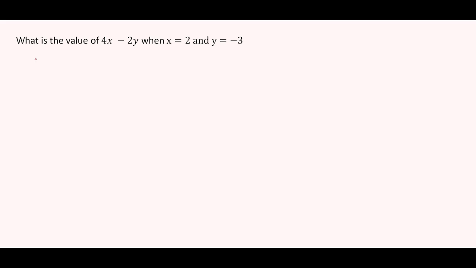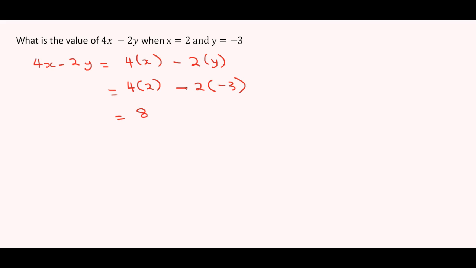So now we have 4x minus 2y. Now we're going to rewrite this as 4 multiplied by x minus 2 multiplied by y. So x equals 2, so we're going to replace x with 2, minus 2, y equals negative 3. So 4 multiplied by 2 is 8. Minus 2 multiplied by minus 3 is plus 6. So this is going to give us 14.